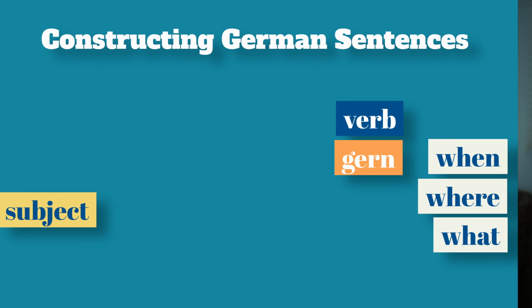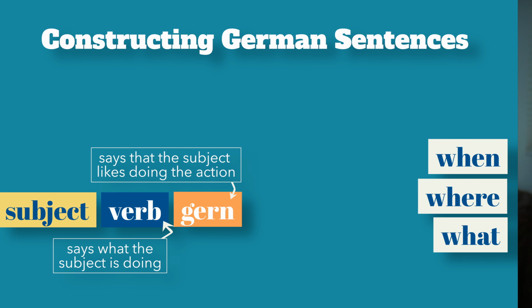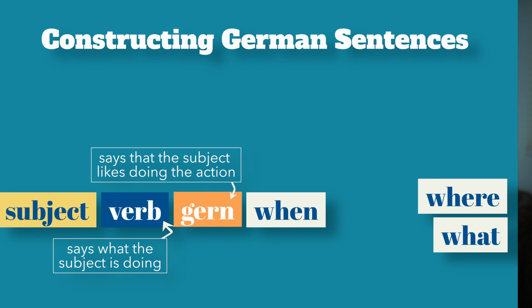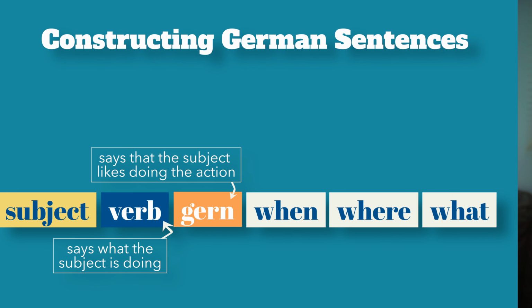We start off with a subject and then comes the verb, which gives us information about what the subject is doing. We'll follow this up with the word gern if we are communicating that we like doing the thing that the verb suggests we're doing. And then, if we want to, or if we need to, we can say when it's happening and then where it's happening. And if we need one, we've got an object, and often it is in the final position in a sentence. And this is quite a bit different to English, so make sure you make a note of this when you're coming up with your own sentences.